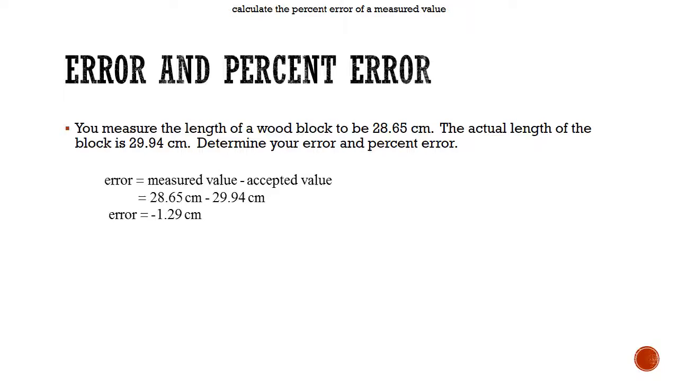Now note, I hope you can measure better than this, because if you're off by over 1 whole centimeter when the measurement's less than 30, then that probably means we don't know how to use a ruler very well. But that's beside the point.